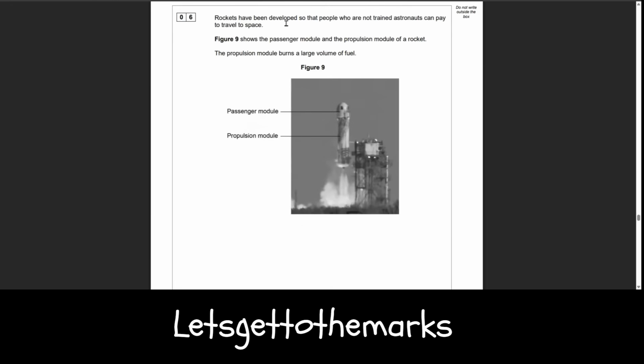Question 6. Rockets have been developed so that people who are not trained astronauts can pay to travel to space. Figure 9 shows the passenger module and propulsion module of a rocket. The propulsion module burns a large volume of fuel.